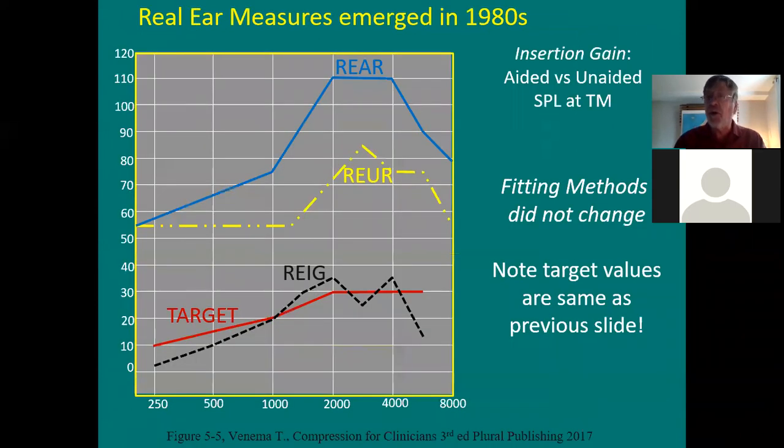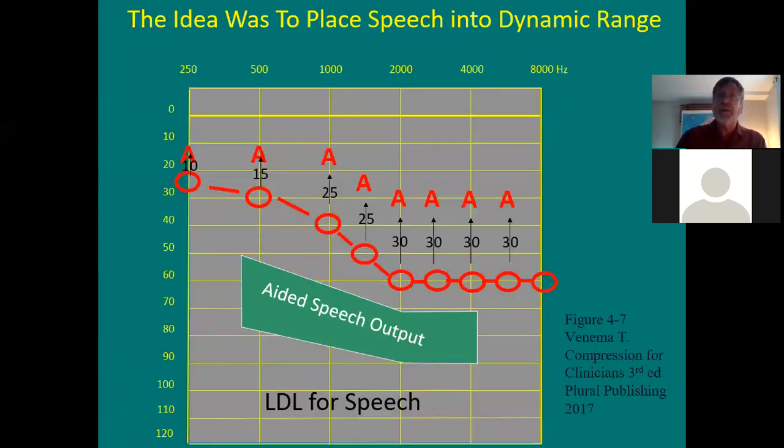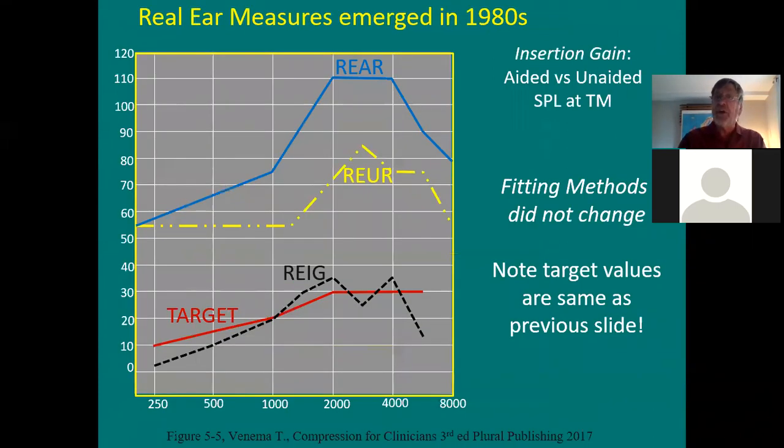Then came early real ear. And people talked all about gain as well, just like they did here. If you improve the thresholds by half, your aided speech outputs should sit in the listener's dynamic range. Then we got real ear, and we stuck a tube in the person's ear canal, and we measured the real ear unaided response, held the tube in place, put a hearing aid on top, measured real ear aided response. The difference between these two was real ear insertion gain. Did that match your target?